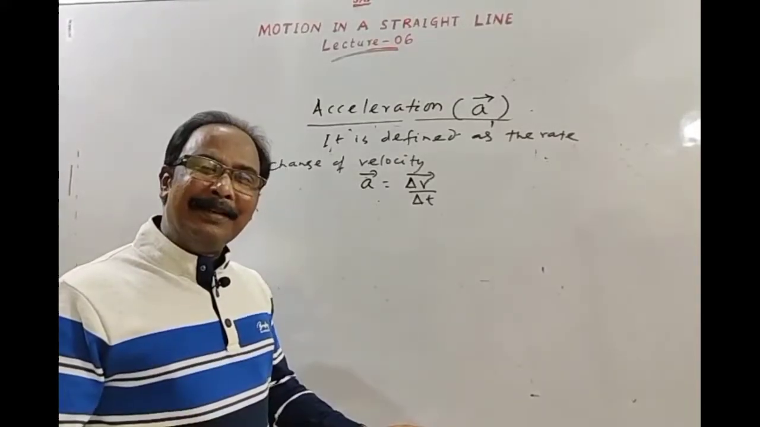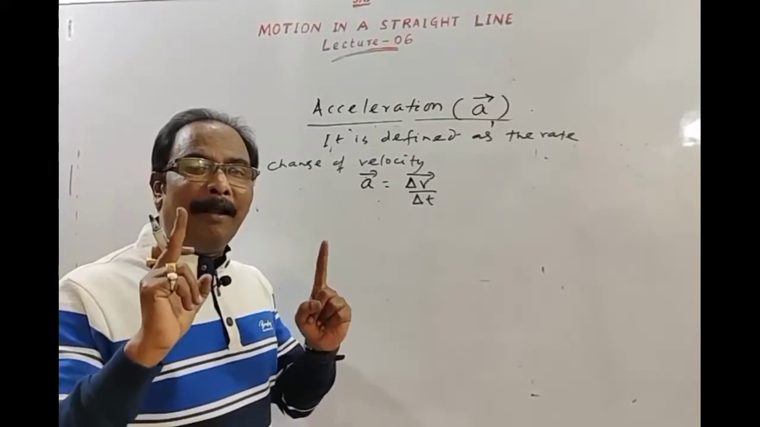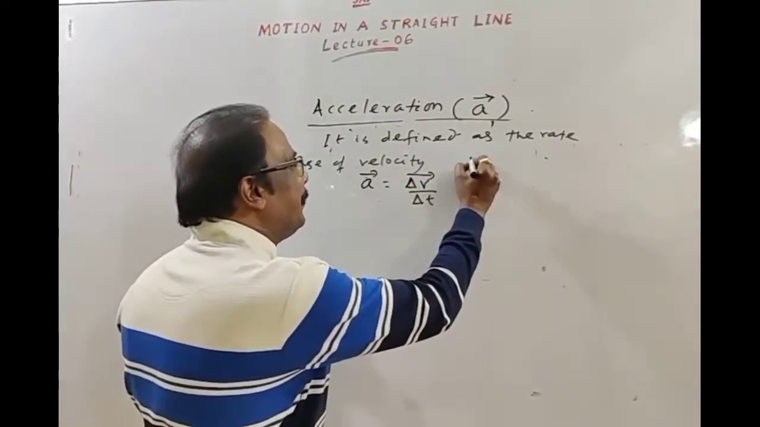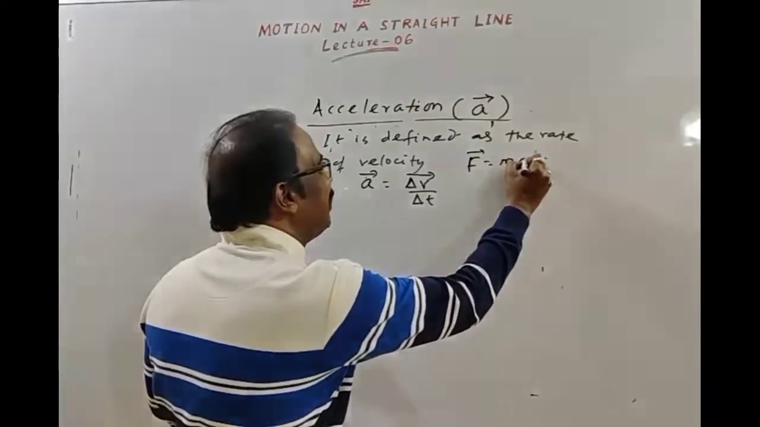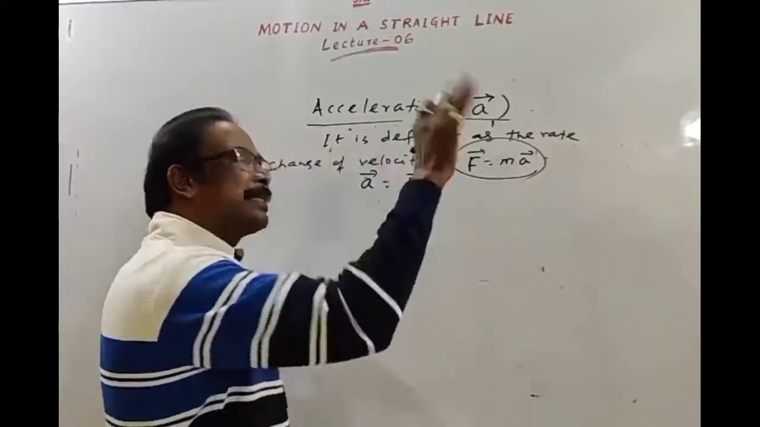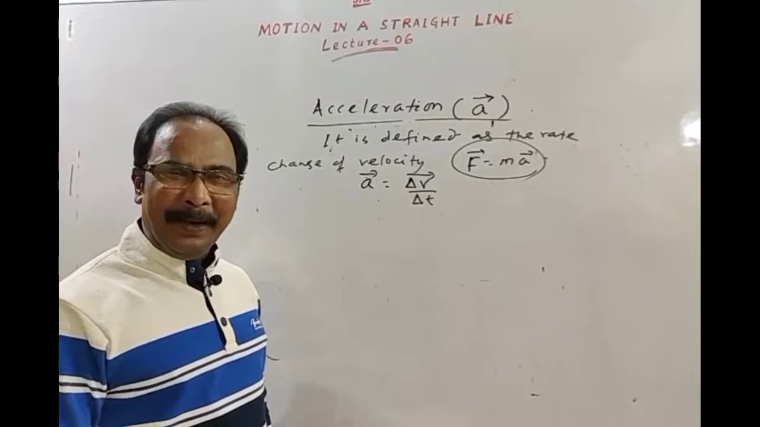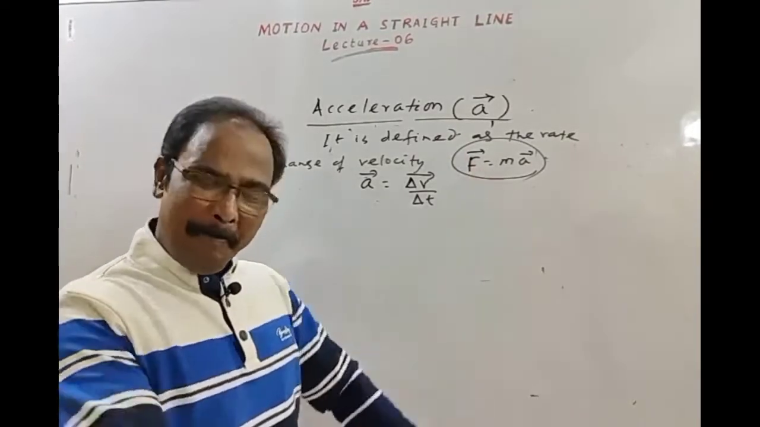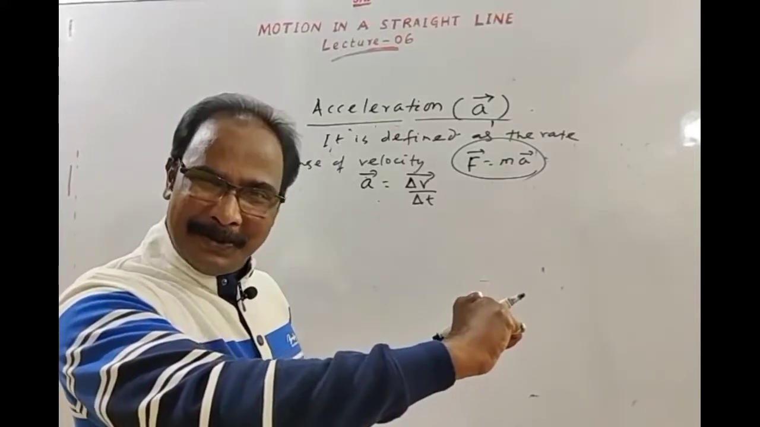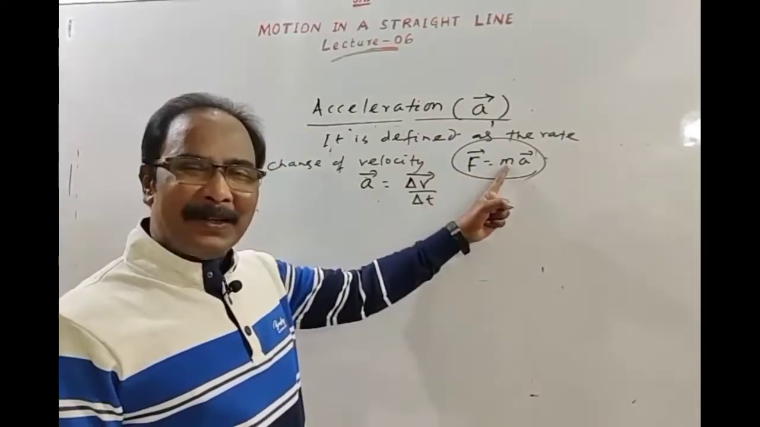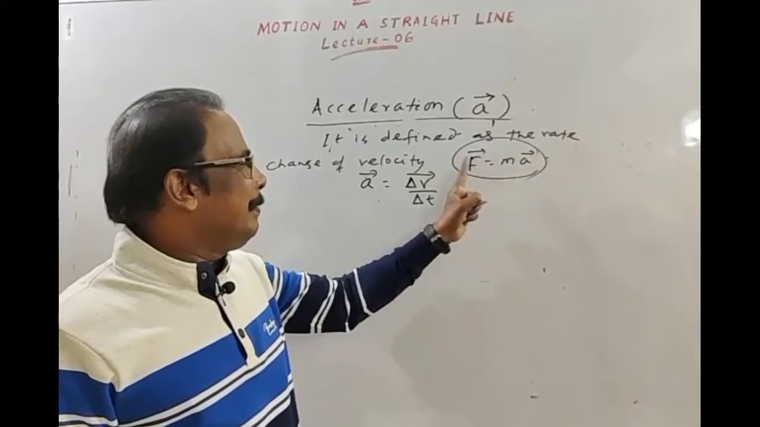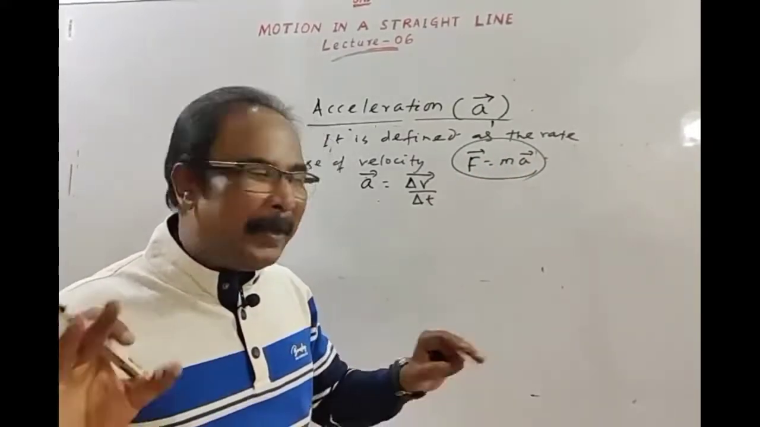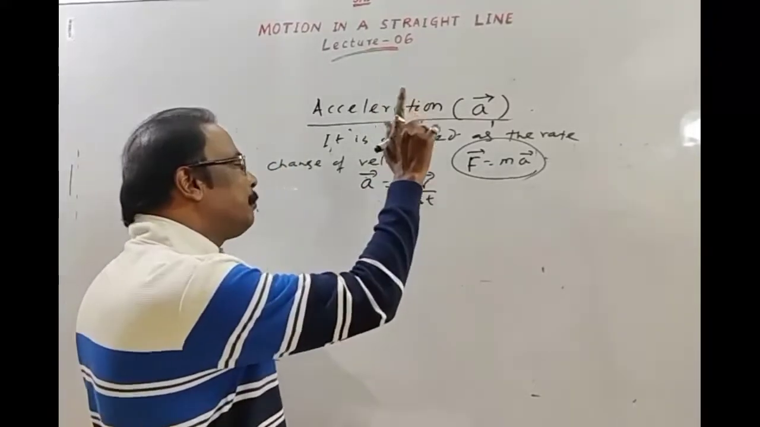Velocity changes due to application of external resultant force according to Newton's law. Again, you know force is equal to mass into acceleration. So the direction of acceleration, in a very simple way, is along the direction of external resultant force. Mass has no direction, so direction of acceleration is along the direction of external resultant force. This is the easier way. Then acceleration is a vector quantity.